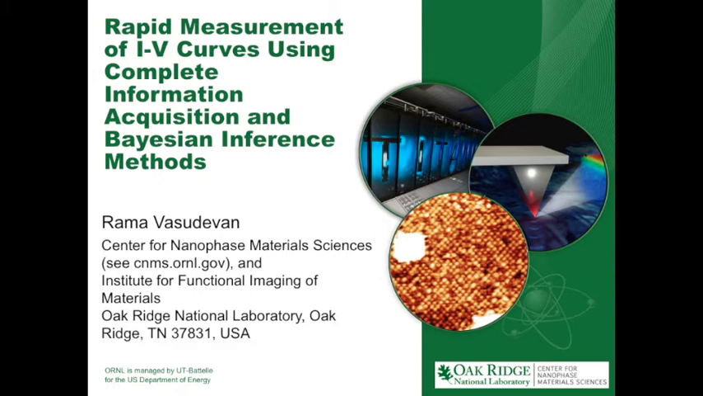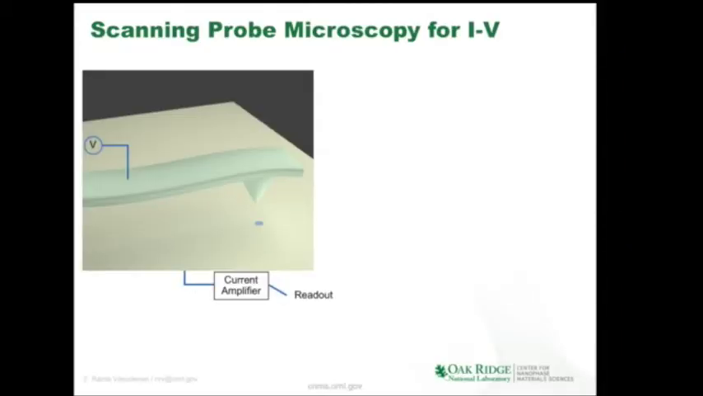So let's start with the very basics of how we acquire an IV curve using a scanning probe microscope. For those of you who are unfamiliar with the technique, basically we have a very small cantilever and we have a tip at the end of this cantilever which is electrically conducting, and we apply a voltage to the cantilever. We then bring it into contact with the sample, and then we read out the current that flows from the tip to sample, or perhaps vice versa, using a current amplifier.